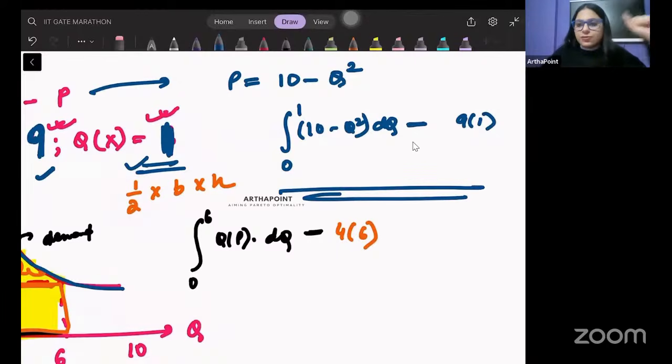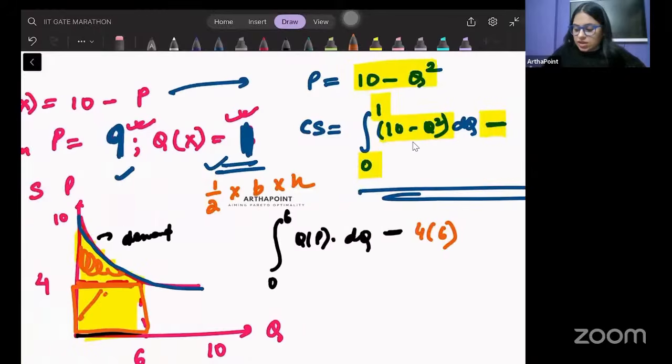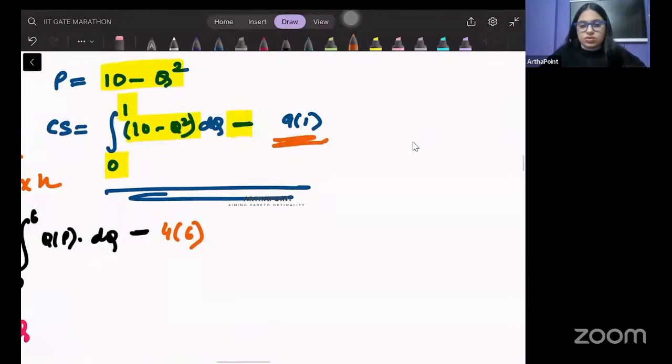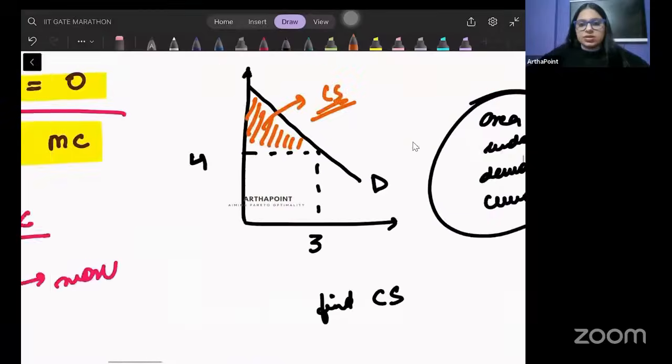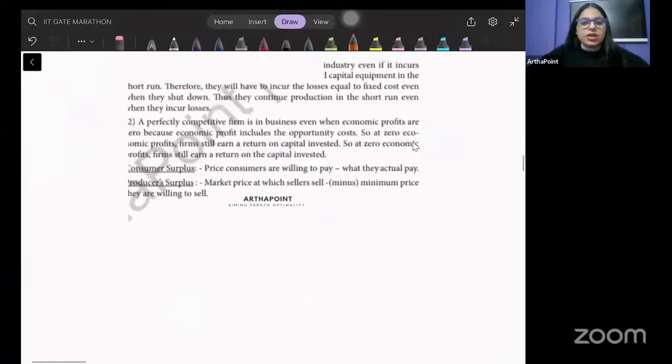Okay. So the formula of consumer surplus is: integrate the demand curve between 0 and the quantity asked, minus the area of the rectangle, which is simply P into Q. Always it will be P into Q. So minus P into Q. This will give you the consumer surplus. Okay.